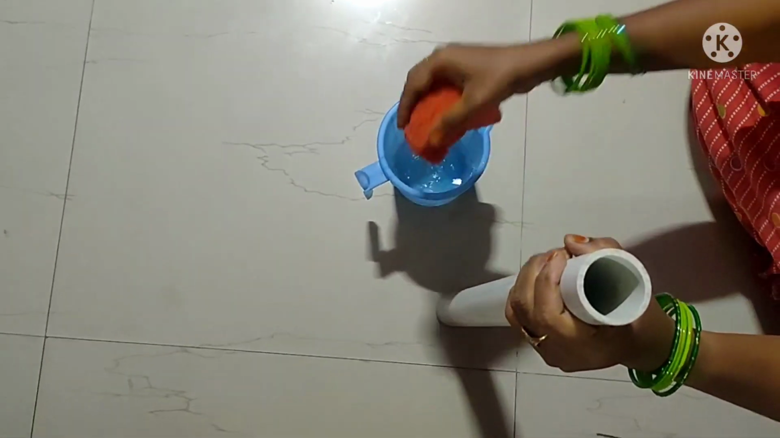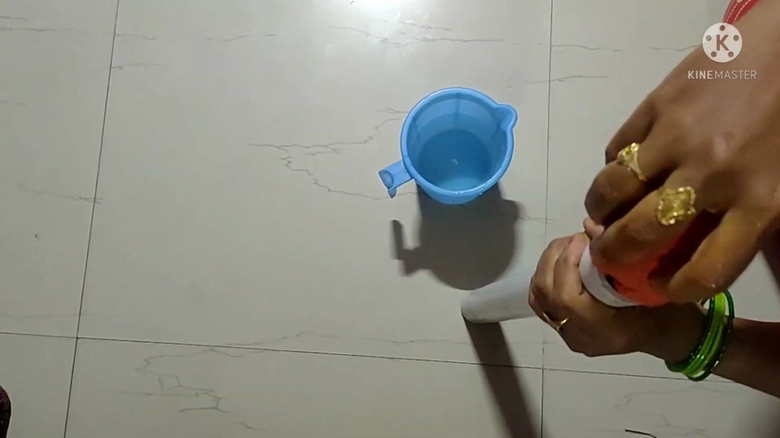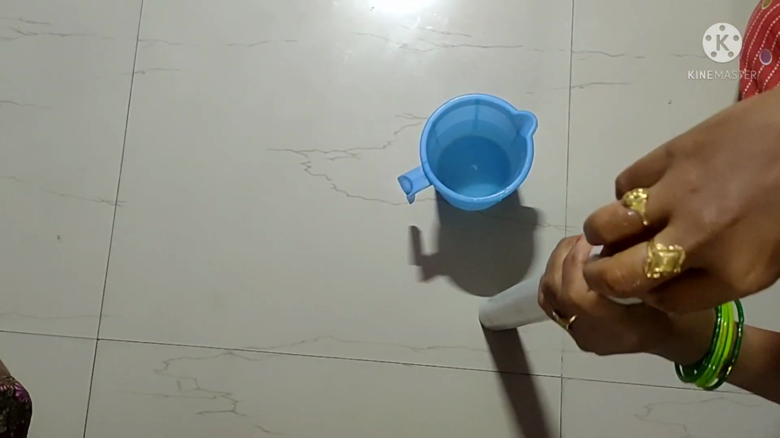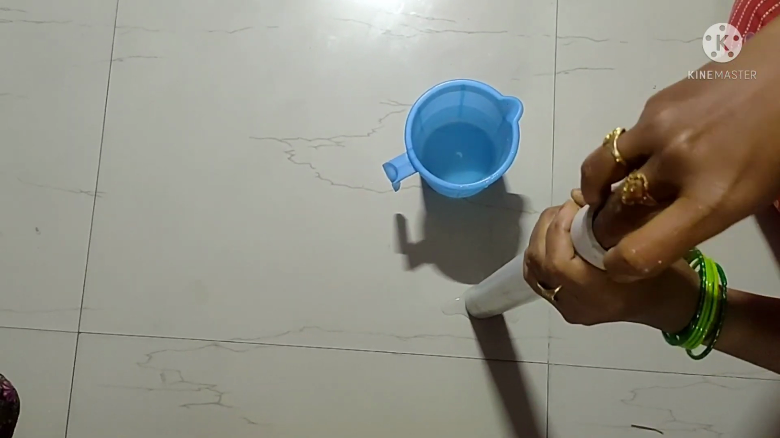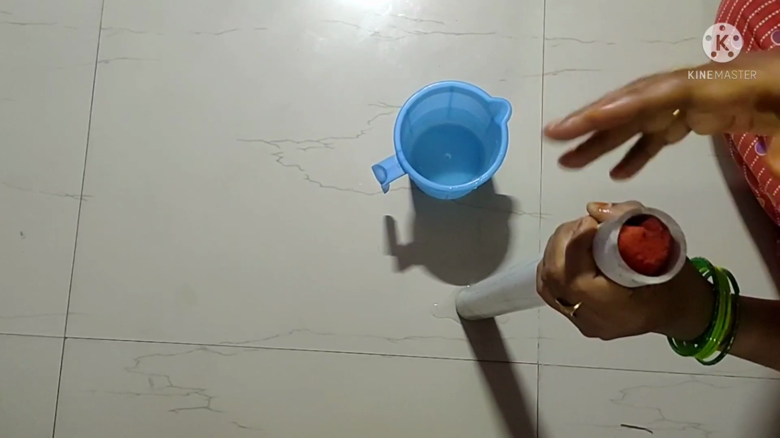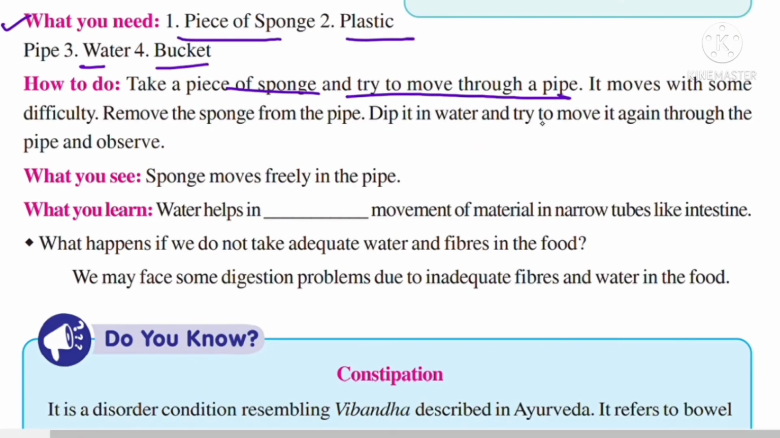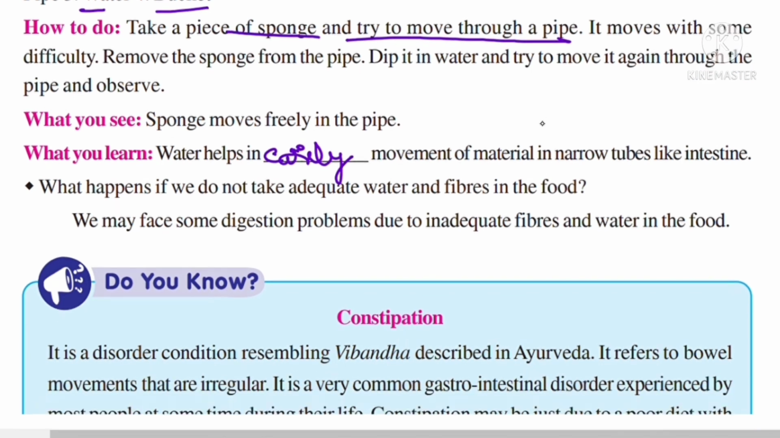The sponge moves freely in the pipe. Water helps in the easy movement of material in narrow tubes like the intestine. So what happens if we don't take adequate water and fiber in the food? We face digestion problems due to inadequate fiber and water in the food, mainly constipation.